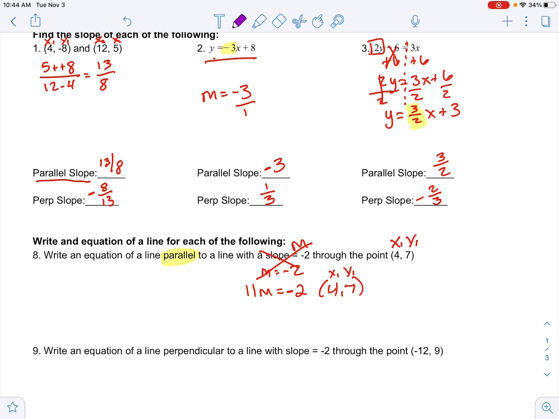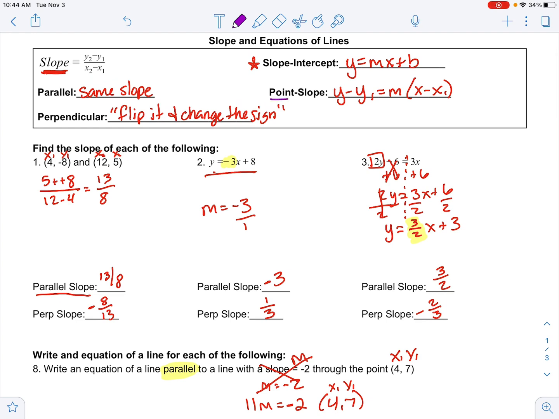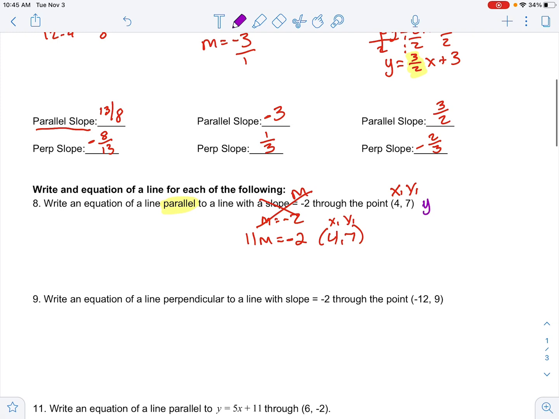Now if I'm given a slope and a point, which equation are we going to use? We're going to start with point slope form. So I have y minus y1 equals m times x minus x1. So let's plug it in. We have y minus my y1, which is 7, my m is -2, x minus my x1, which is 4.